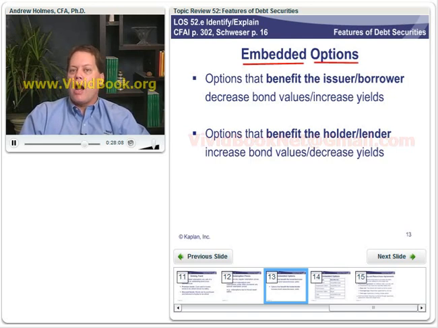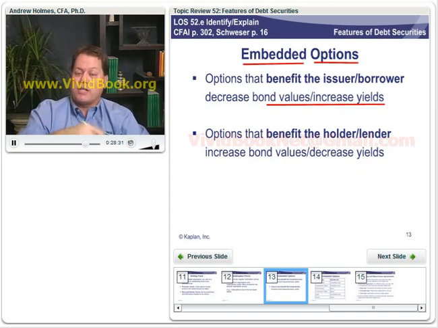So there are options that benefit the issuer or the borrower. If that's the case, then they're going to decrease the bond value, which is the same thing as increasing the yield. So the best example of this would be something like a call provision. The call provision gives the issuer of the bond the right to lower their financing cost if market interest rates fall, right? So that's not a good thing for me. I don't want my money back just after interest rates fall.